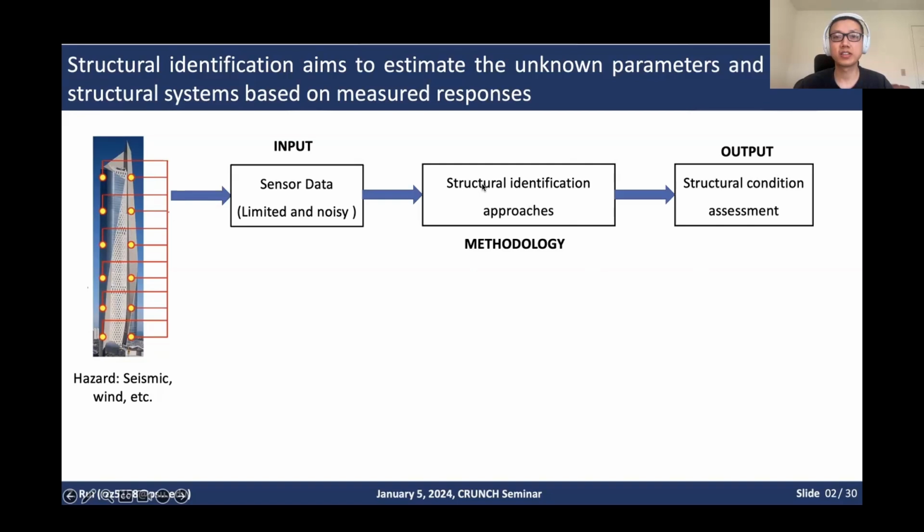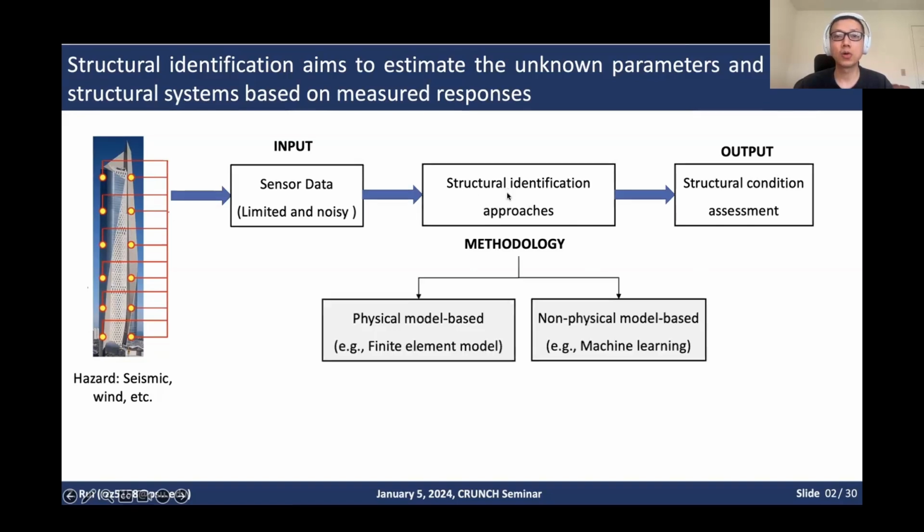So the key here is structure identification approaches. Depending on whether we know a physics model or not, it can be divided into two approaches. The first one is physics model based, which means we have a particular finite element model, or we have general governing equations, and then based on this physics model we can do the identification problem.